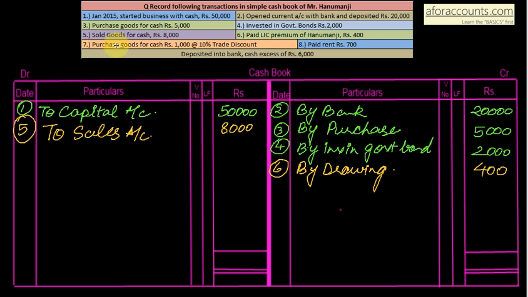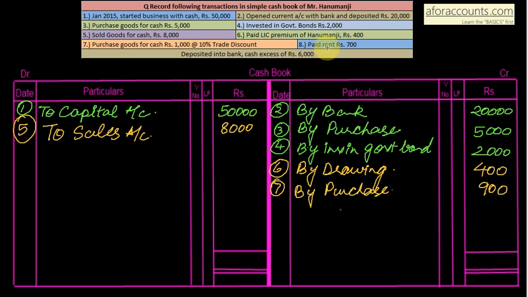Now after point number 6, point number 7: purchase goods for cash 1,000 at the rate of 10% trade discount. Is trade discount ever recorded? We have done so many times in chapter journal. Trade discount is never recorded in your books. So only my net purchase is recorded. 10,000 ka, 1,000 ka 10% is 100. So remove that 100 and 900 only will be my purchase. Entry will be purchase account debit to cash. So by purchase, point number 7, by purchase, and that is 900 rupees.